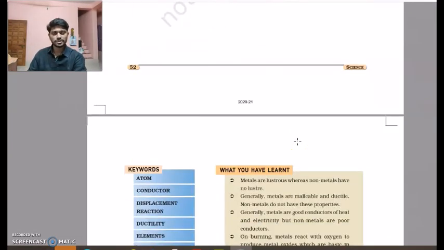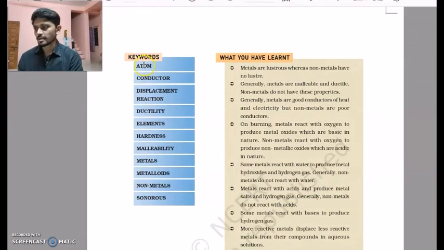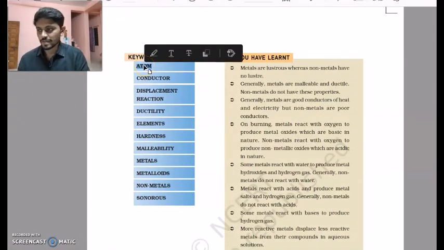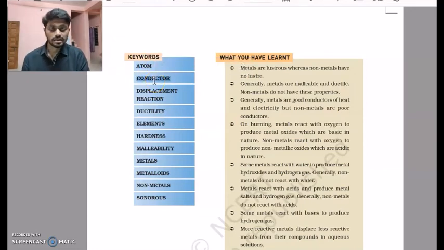So that is all about the chapter. And let us see some keywords that we have covered in this chapter. So we know what an atom is. The smallest particle of matter is called an atom. What is a conductor? Conductor depends on good or bad. There are metals which are good conductors of electricity and heat, and there are non-metals which are poor conductors of heat and electricity.